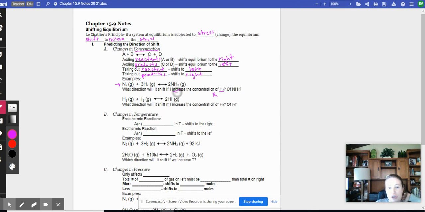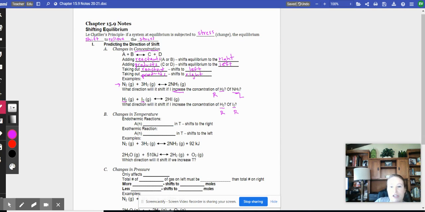If I increase ammonia, so if I increase my product, that's going to push the reaction to the left, and that means my nitrogen and my hydrogen will then start going up. Okay, so this one is left, that one is right. What direction will it shift if I increase hydrogen in this reaction? Well, that's going to go to the right. If I increase iodine, also to the right, because both of those are reactants.